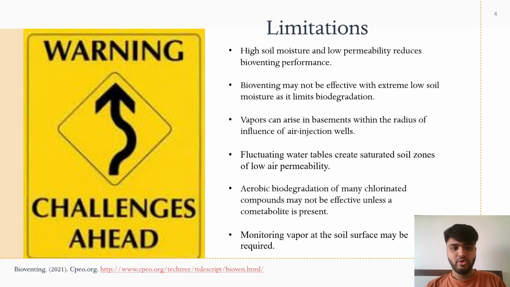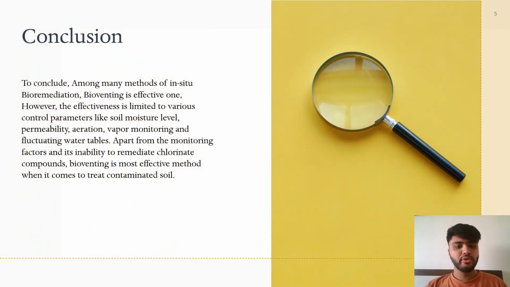So to conclude, there are many methods of in situ bioremediation. Bioventing is an effective one, and effectiveness is basically proportional to the various control parameters, which are the aeration level, the moisture level, the fluctuating water tables, and different things, from oxygen level to vapor level. Everything should be controlled in order to get a perfect biovented soil.